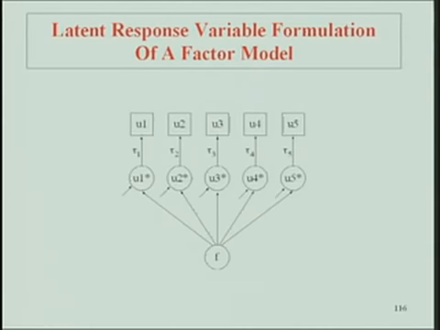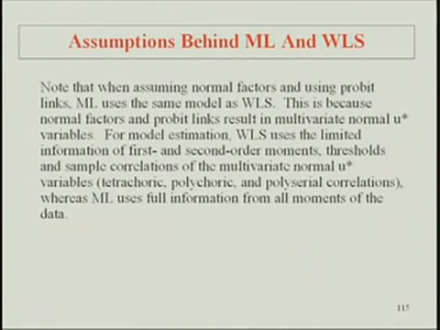And then what the weighted least squares approach works with are the correlations between the U stars. Latent correlations. It fits the model to the estimated latent correlations. And those latent correlations between the U stars are called tetrachoric correlations. Tetrachoric correlations for dichotomous items, polychoric for polytomous items, polyserial correlations for combinations of continuous and categorical items.